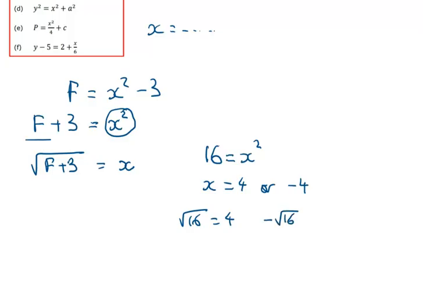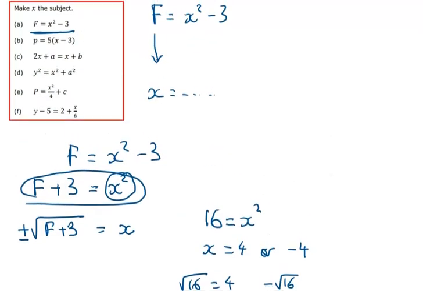So when I take a square root in a situation like this, I need to have either the square root or negative 1 times the square root. And we write that as plus or minus the square root of f plus 3. Okay, so that's the first one done, and in some ways that's as hard as they get in this set of 6.